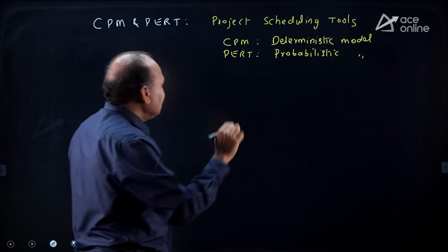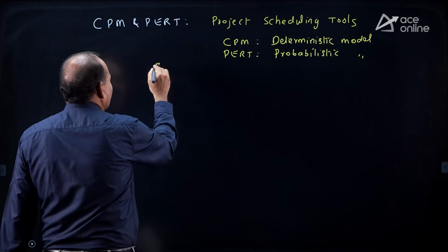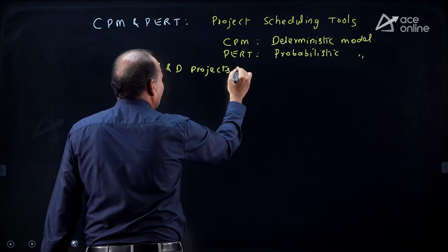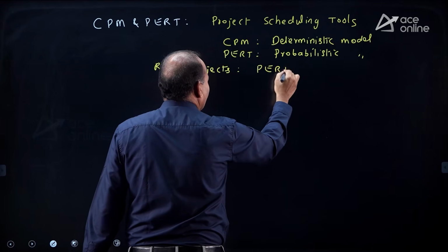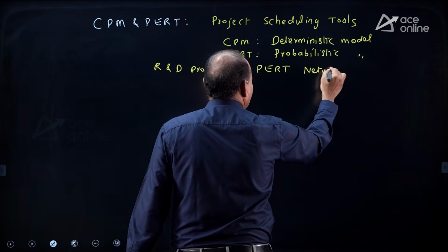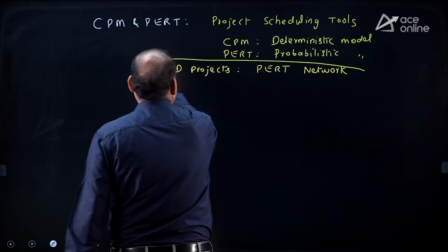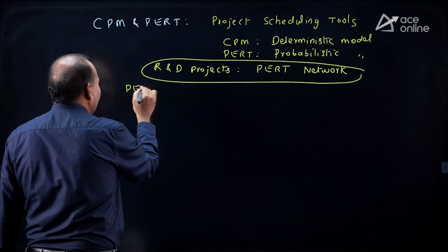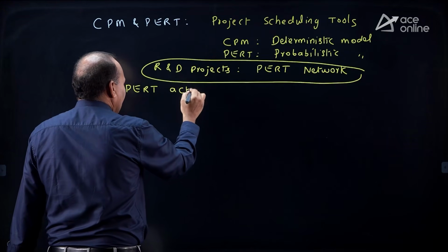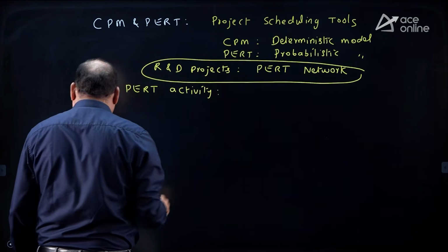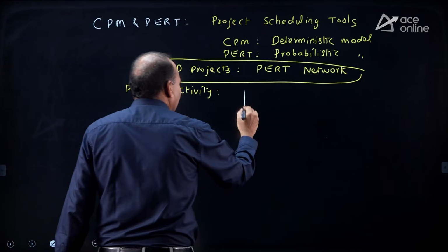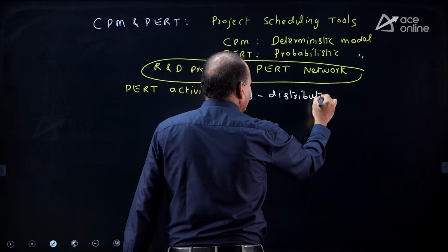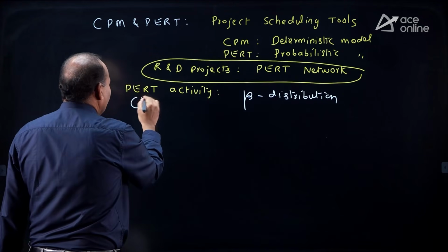If the project is research and development, so R&D projects, which network is generally used? PERT network. For R&D projects, PERT network is used. And in PERT network, the PERT activity follows beta distribution. So very important point: PERT activity follows beta distribution, and this is actually a triple time estimate.